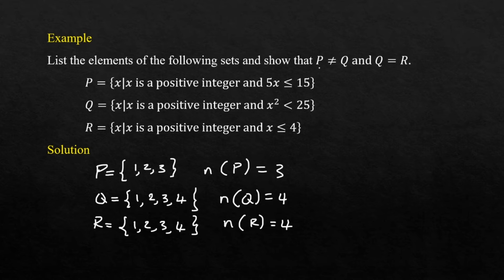Okay, so show that P doesn't equal Q. Well, that's correct because this is 1, 2, and 3, but this has 4 in it. So P doesn't equal Q. Show that Q equals R, these two. And they are exactly the same, 1, 2, 3, 4. R has 1, 2, 3, 4. So we can say that Q equals R.